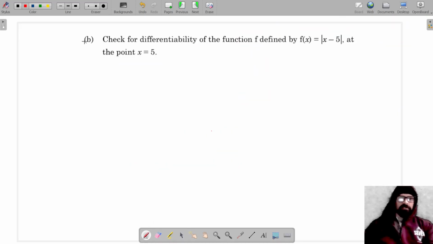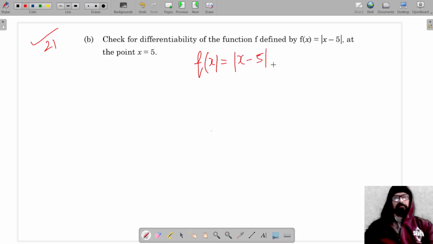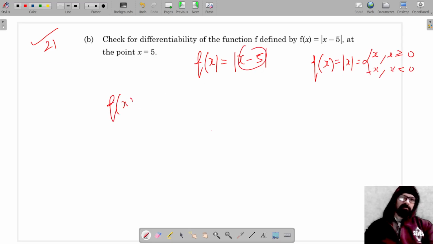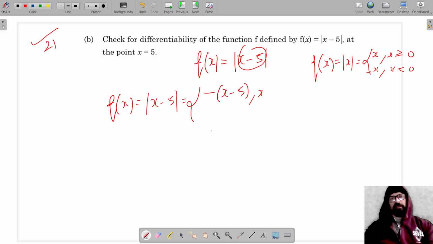Okay, for next question, that is for 21st part B, we have to check the differentiability of the function defined by f of x is equal to modulus of x minus 5. Now we know that for the modulus function, modulus x is x when x is greater than or equal to 0 and negative x when x is less than 0. Similarly f of x is equal to modulus of x minus 5 is equal to negative of x minus 5 when x is less than 5.